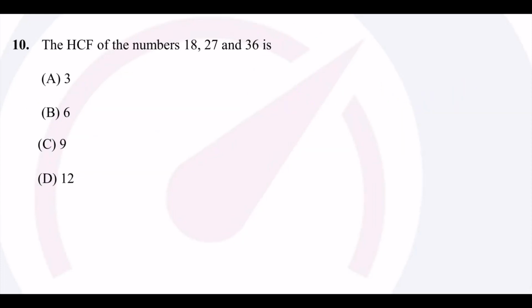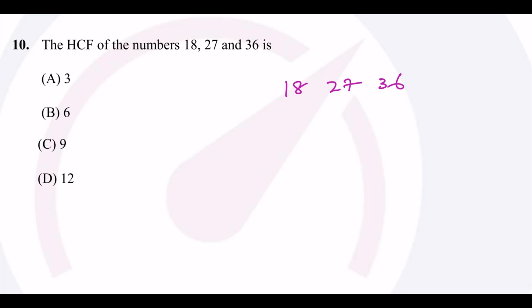Question 10. Now there are some students who don't have to work out these questions because by practicing and practicing, they know the numbers automatically. But let's go ahead and work it out. The highest common factor of the numbers 18, 27, and 36 is. Alright, so let us go 18, 27, 36. Now we can work these two ways.